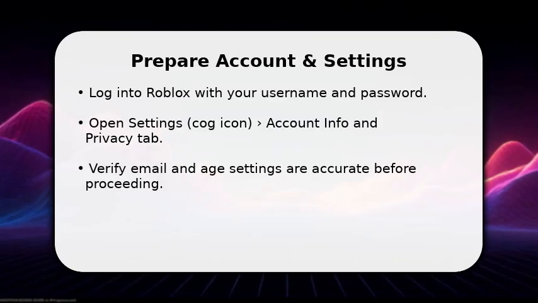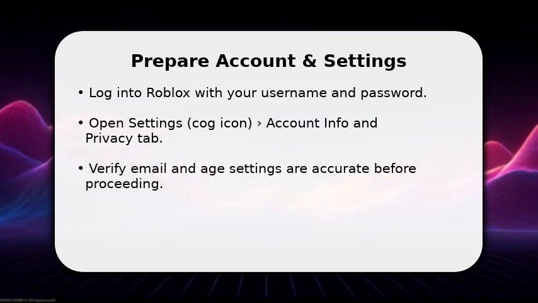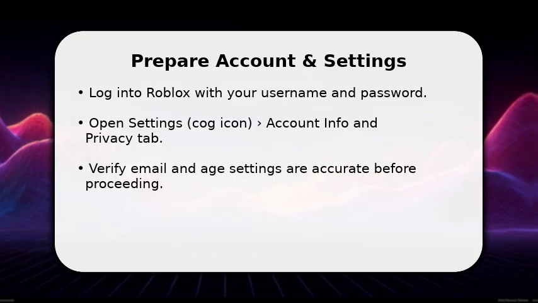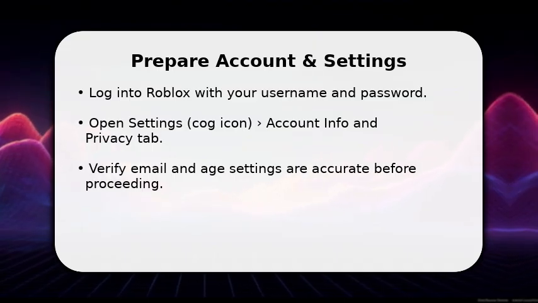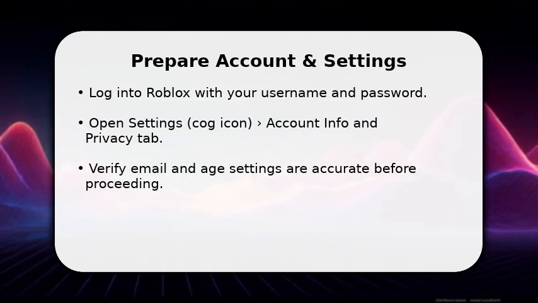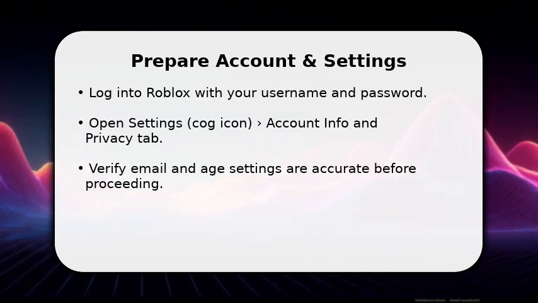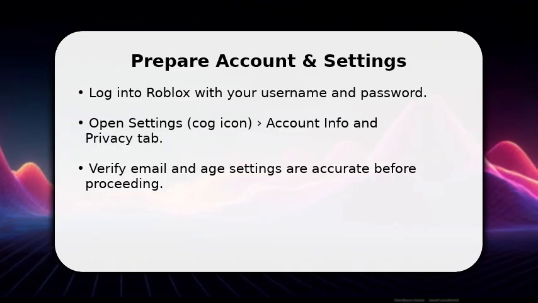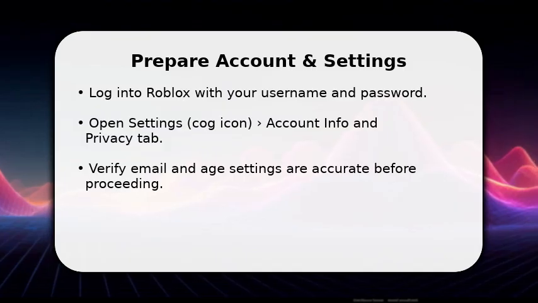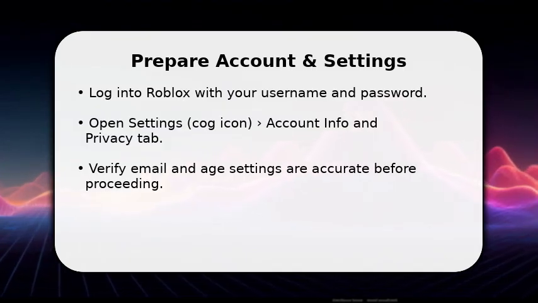You're starting right away. Log into Roblox and open the cog menu, then go to Settings. Once done, tap Account Info and switch to the Privacy tab so you can control who interacts with you. Make sure your email and birth date are verified because Roblox restricts some privacy controls if those aren't set. You're doing this to limit friend requests, messages, and game invites, which reduces unwanted interactions.